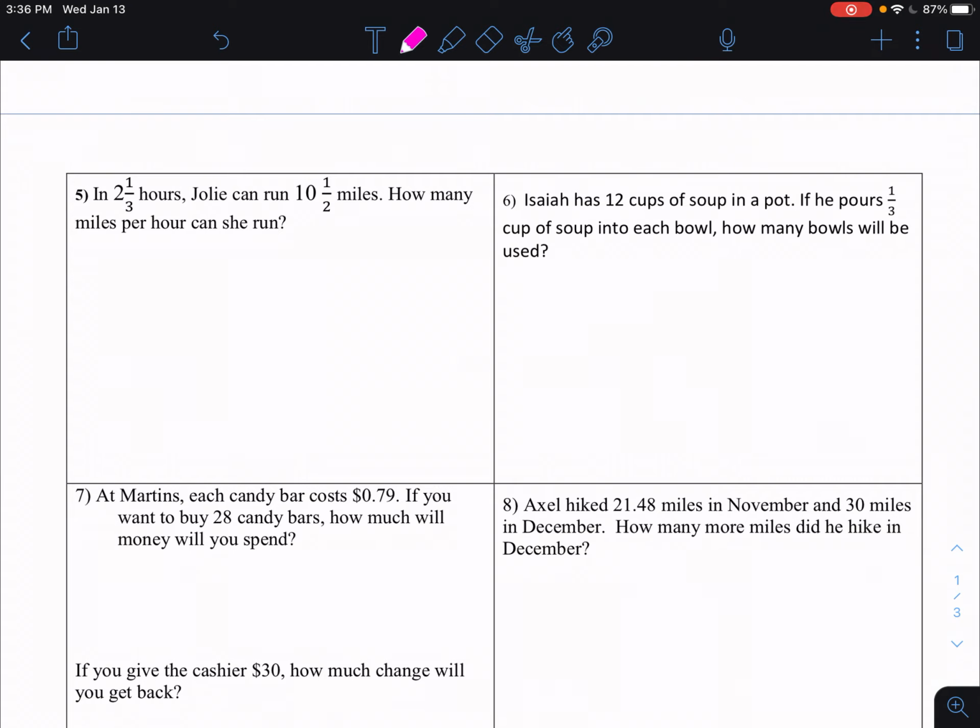For number 5, it says in 2.5 hours, Jolie can run 10.5 miles. How many miles per hour can she run? This is going to be our unit rate. So how many miles per hour means miles divided by hours.